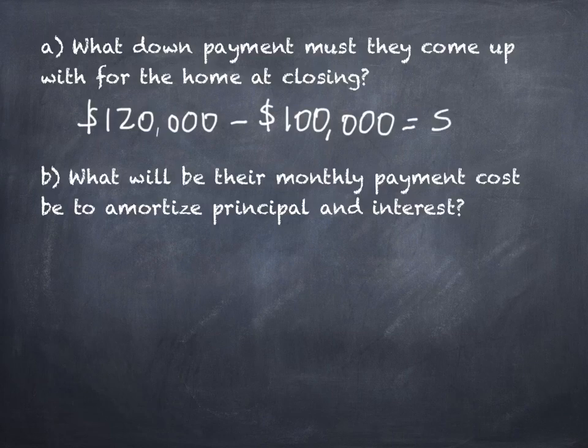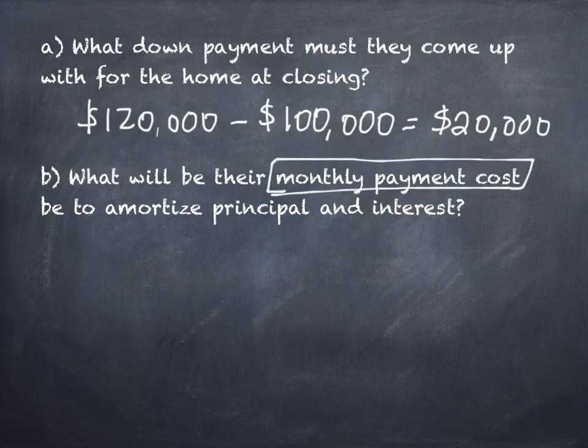So, just like Matt said, that gives us $20,000. So they're going to pay $20,000 down on this house. Are we good so far? Easy subtraction problem, right? What will their monthly payment cost be to amortize principal and interest? So this is a monthly payment cost, and that's the brand new formula that you just learned, right?